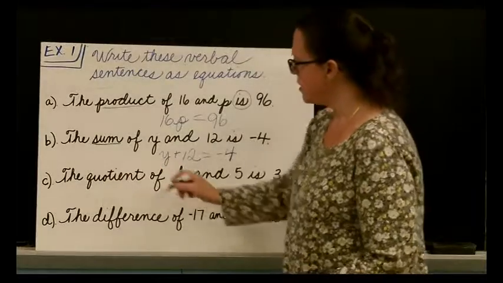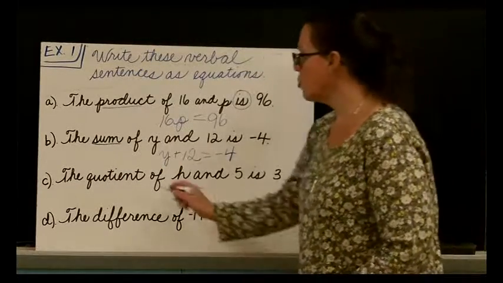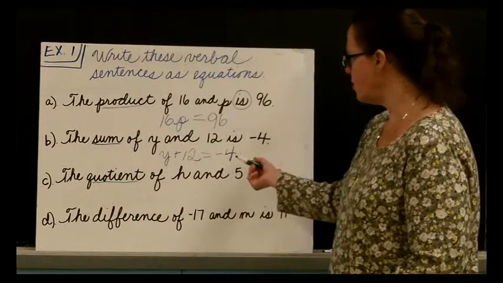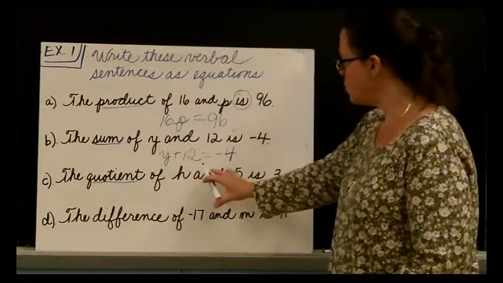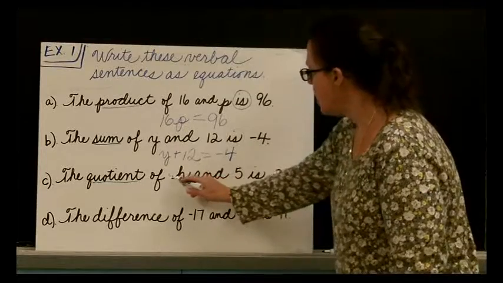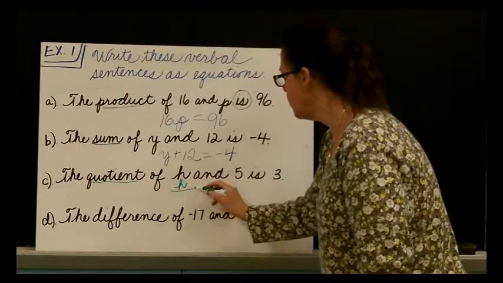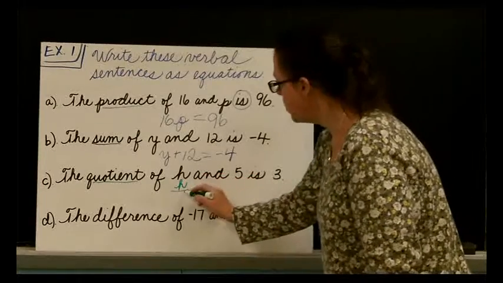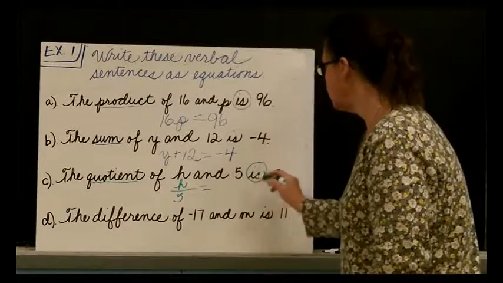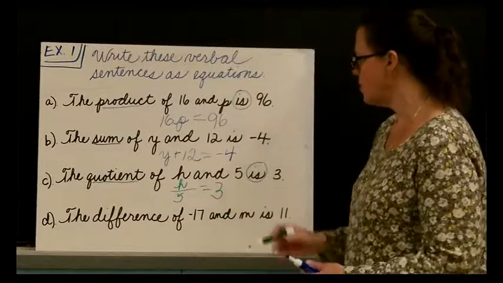Let's take a look at part C. The quotient of h and 5 is 3. This word quotient means that we are going to be dividing. And you know that my preference is that when we write a division problem, we show it as a fraction because fractions are division problems. The quotient of h and 5, so we'll put h in the numerator and 5 in the denominator, equals 3. So h divided by 5 equals 3.